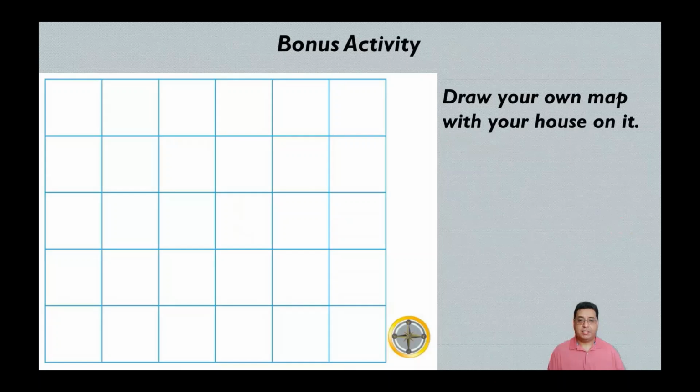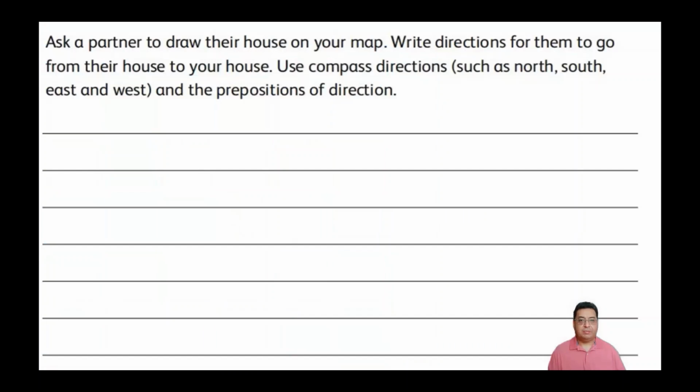So for the bonus activity, I just want you to draw your own map with your house on it. So just like what I showed you earlier, just draw a map of your house and some stuff around it. And I left the compass down here, so you can use that for reference here. And then for this activity, you can do it with a partner, or you can do this on your own.